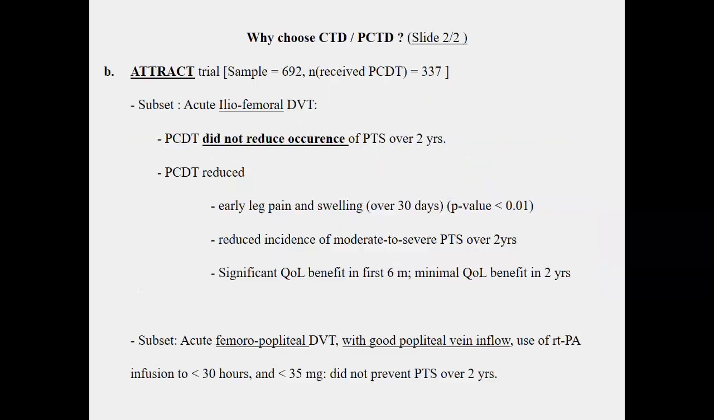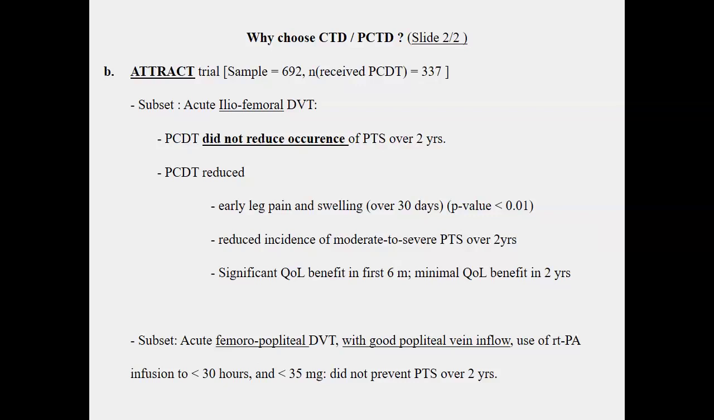However, another trial, which is called ATTRACT trial, which has included almost more than double the sample number, divided their patients into two subsets, iliofemoral deep vein thrombosis and femoropopliteal deep vein thrombosis. In their iliofemoral subset of acute deep vein thrombosis, they showed pharmacomechanical catheter-directed thrombolysis did not reduce the occurrence of post-thrombotic syndrome in 2 years period.